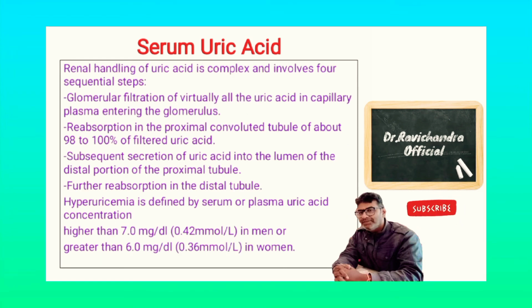Renal handling of uric acid is complex and it involves glomerular filtration of virtually all the uric acid in capillary plasma entering the glomerulus. Then reabsorption in the PCT or proximal convoluted tubule of about 98 to 100% of this filtered uric acid. Then subsequent secretion of this uric acid into the lumen of the distal portion of the proximal tubule. Further reabsorption takes place in the distal tubule. Hyperuricemia is defined by serum or plasma uric acid concentration higher than 7 milligrams per deciliter in men or greater than 6 milligrams per deciliter in women.